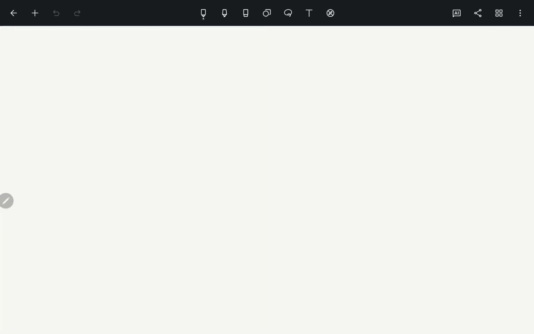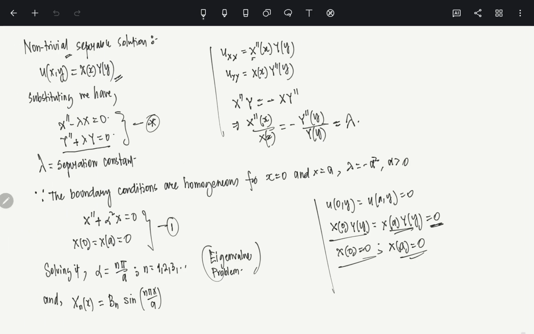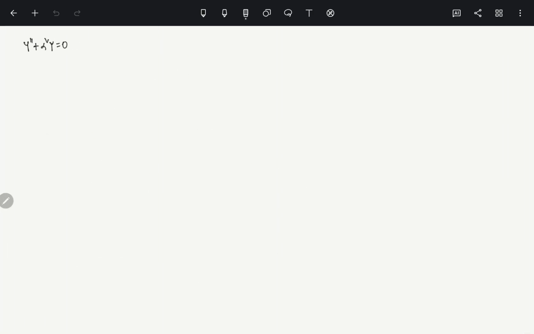It is given that y double prime plus alpha square y equals 0. Let me just write it properly again: y double prime of y minus alpha square y of y equals 0. And what are the boundary conditions if you put it? One boundary condition is at the point 0.